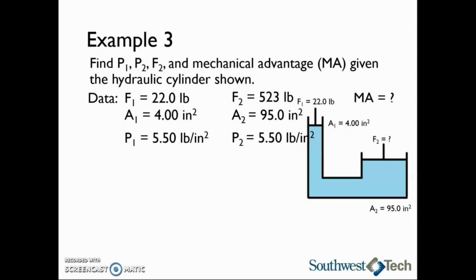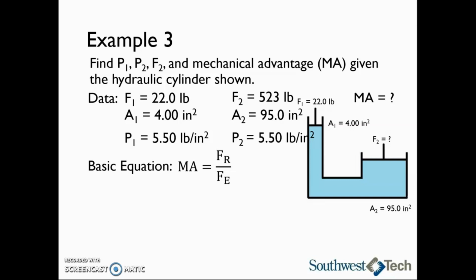The last thing we need to find in this example is the mechanical advantage. The mechanical advantage is always the load force, or F sub R, divided by the effort force, or F sub E. The mechanical advantage is basically how many times the input or effort force is multiplied to move a load or resistance force.